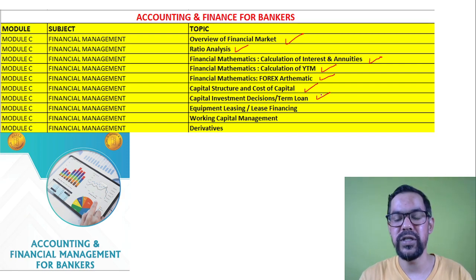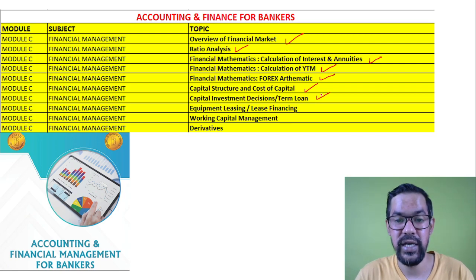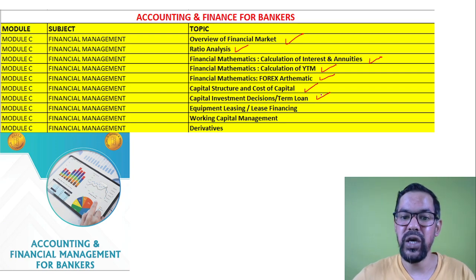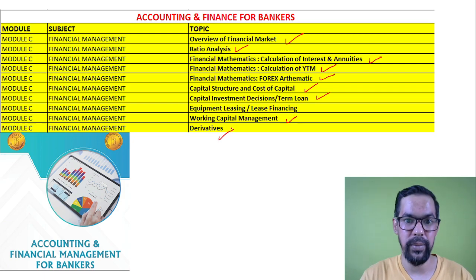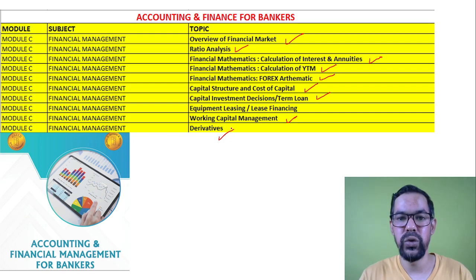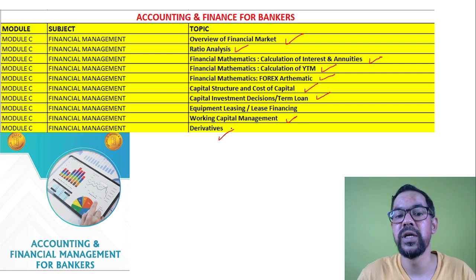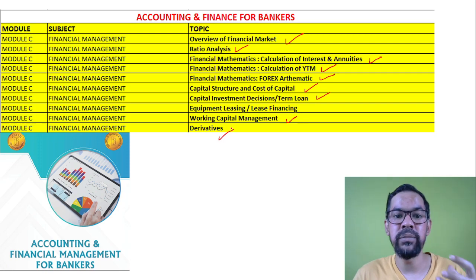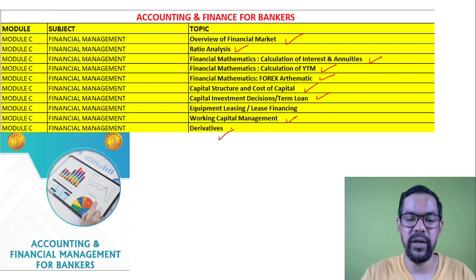For capital investment decisions, again you'll find different cases, and you have to find the best alternative for any investment. Then equipment leasing and financing, working capital management, and derivatives. Derivatives is again a very important part, which is part of your capital market, and you have futures, forwards, options, and swaps. Along with basic questions, you will find some calculation-based questions from derivatives as well, right?